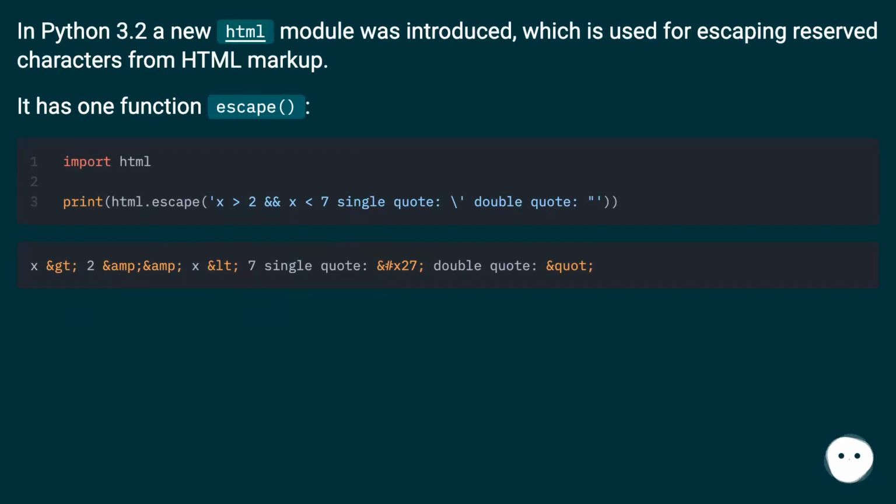In Python 3.2 a new html module was introduced, which is used for escaping reserved characters from HTML markup. It has one function, escape.